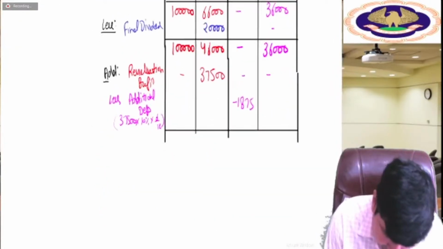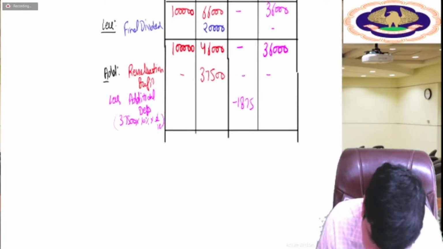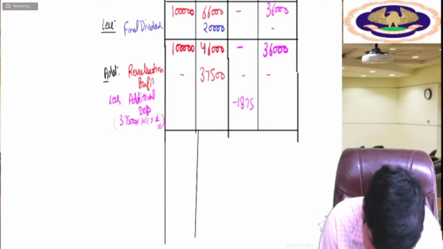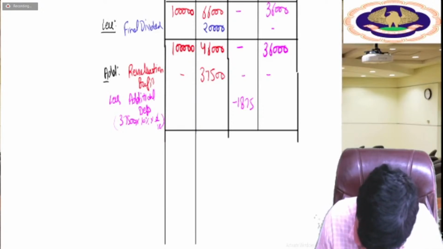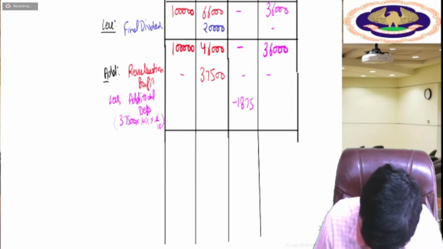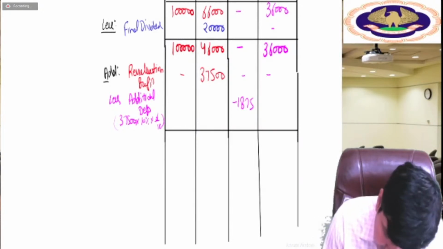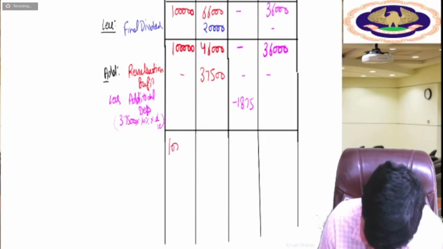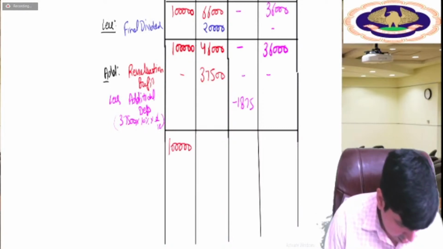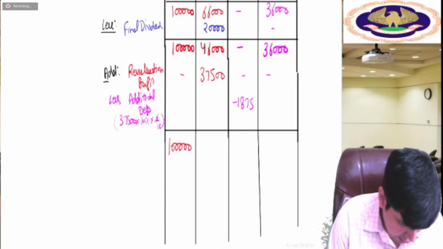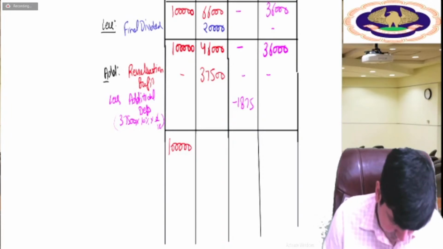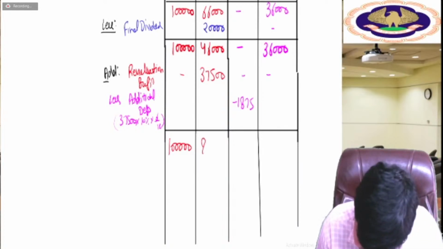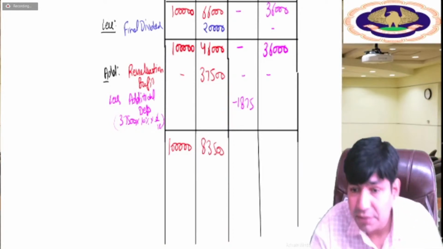Okay, now what is the final answer for this? After that, we shall also segregate the things in the holding, and we shall also apportion the things in the holding and subsidiary part. Please do this. 1 lakh and then 46,000 plus 37,500, that is 83,500.